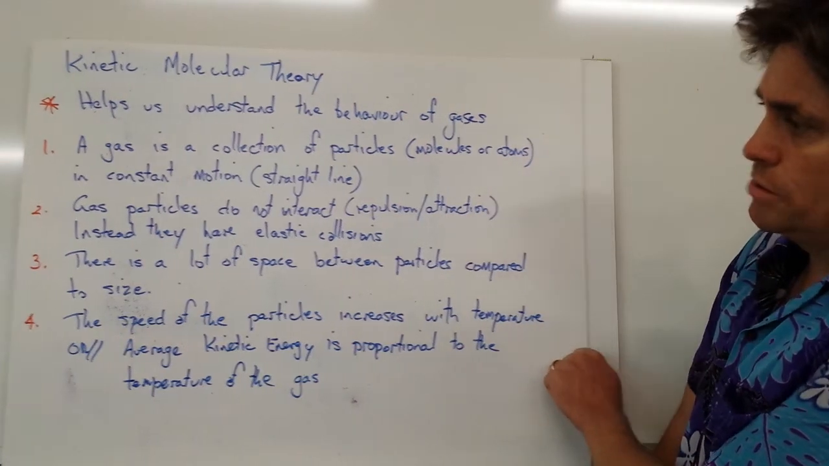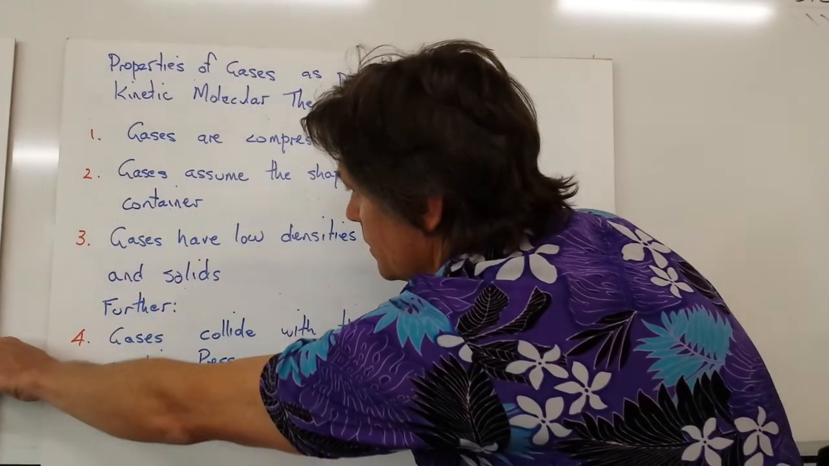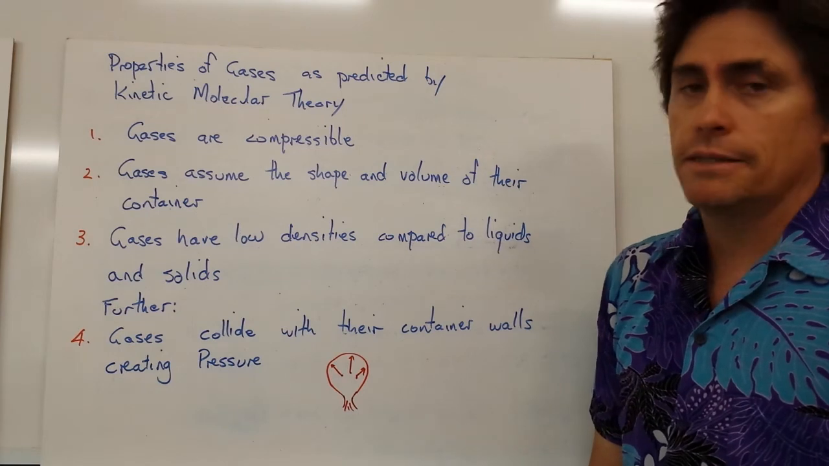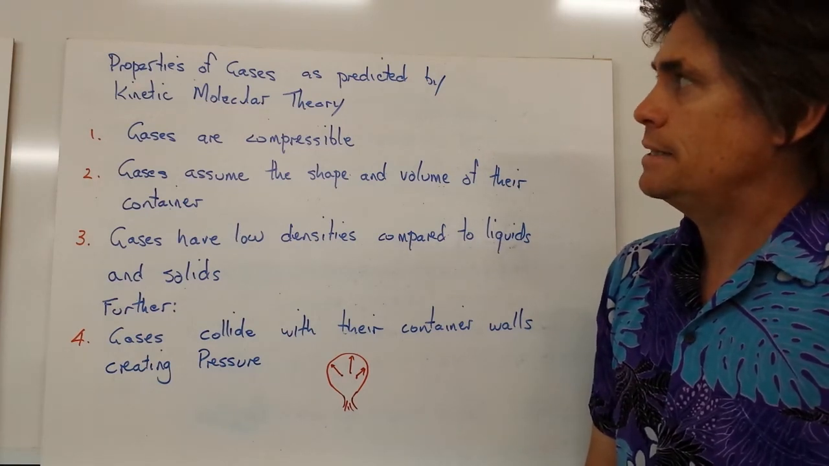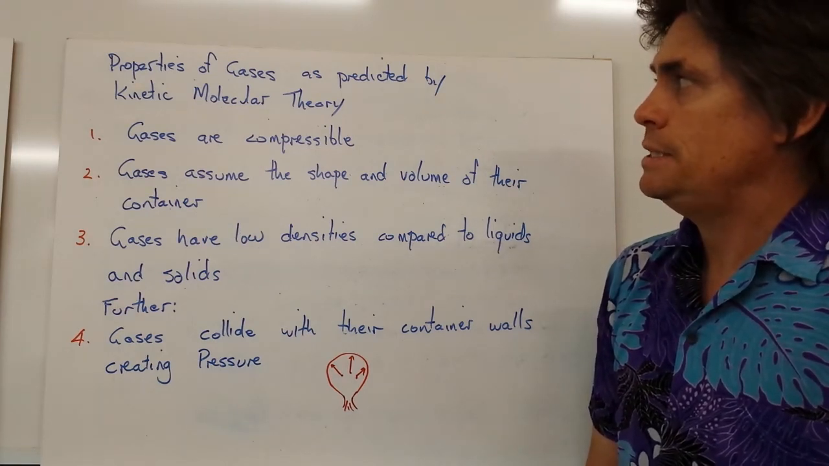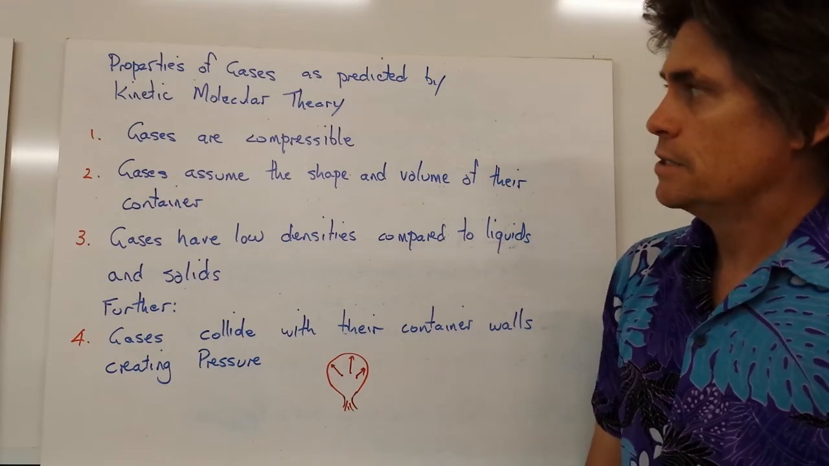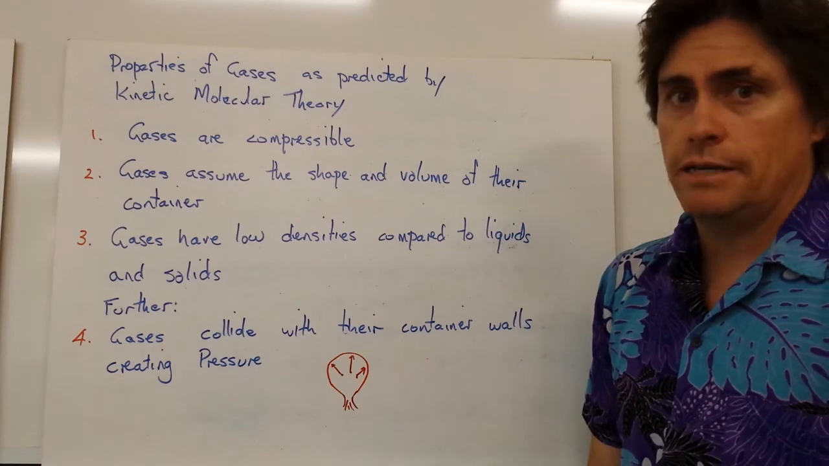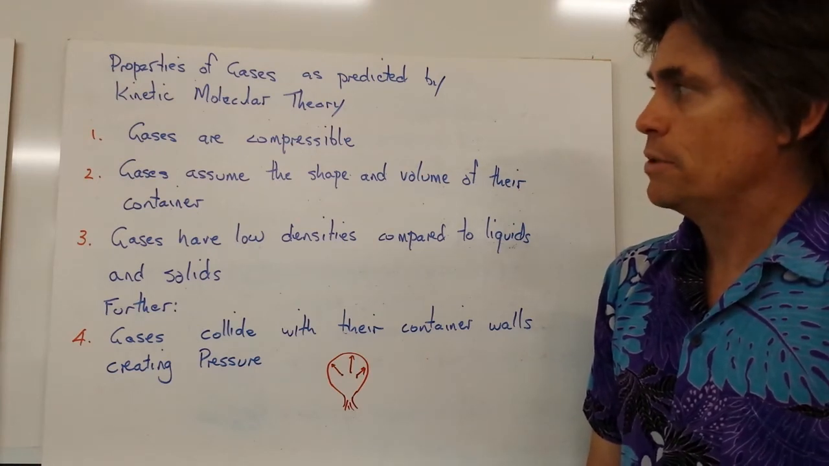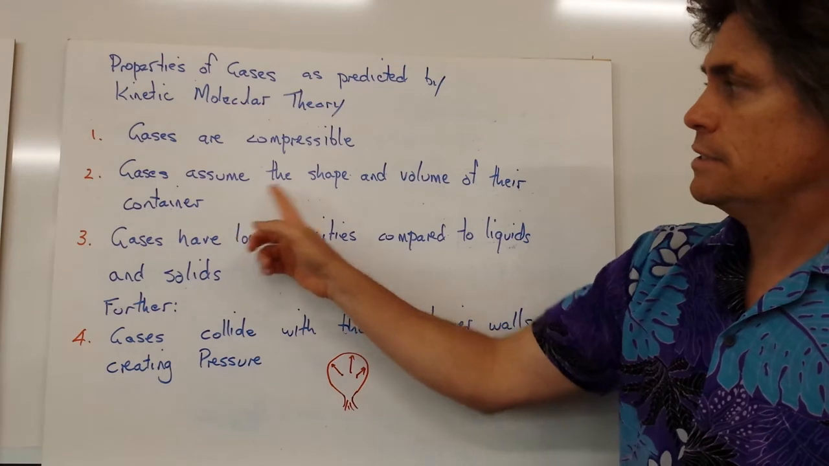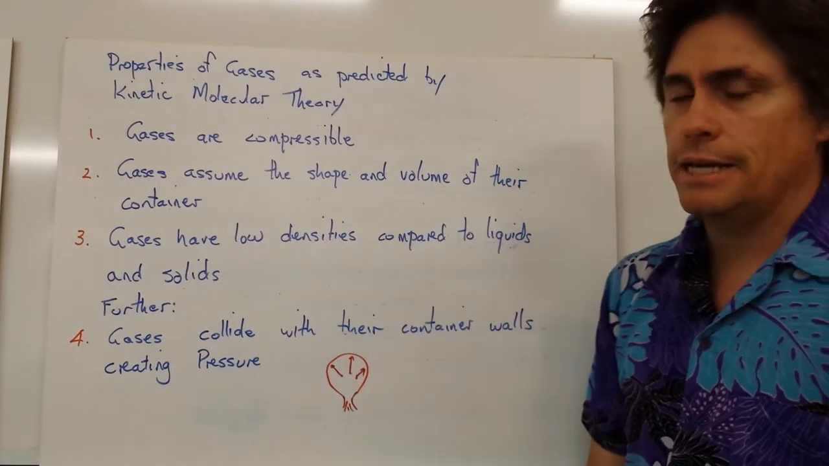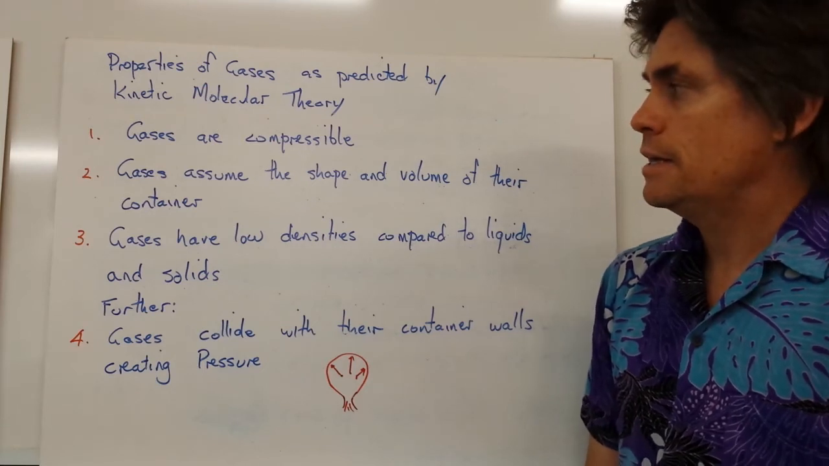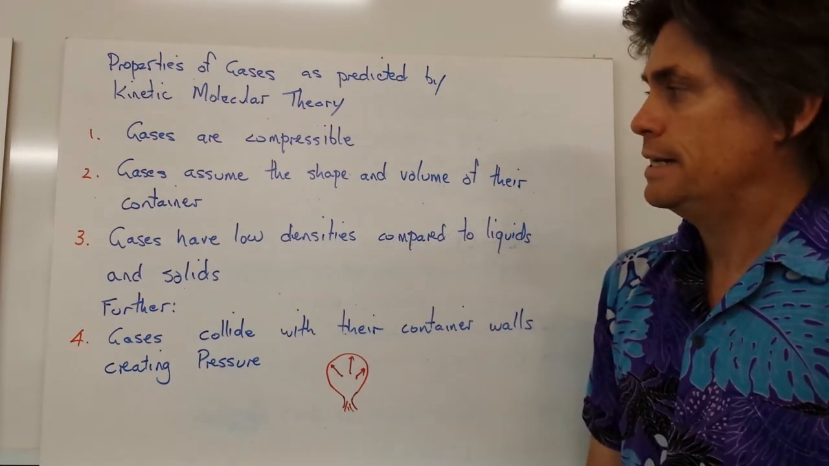So these four observations can help us with our observations of the properties of gases. And we make these, or we predict these properties based on this theory. So first of all, we can say that gases are compressible, and we can observe that in nature. Gases also assume the shape and volume of their container. So if we move the gas to a different container, the gas will assume the shape of the new container.